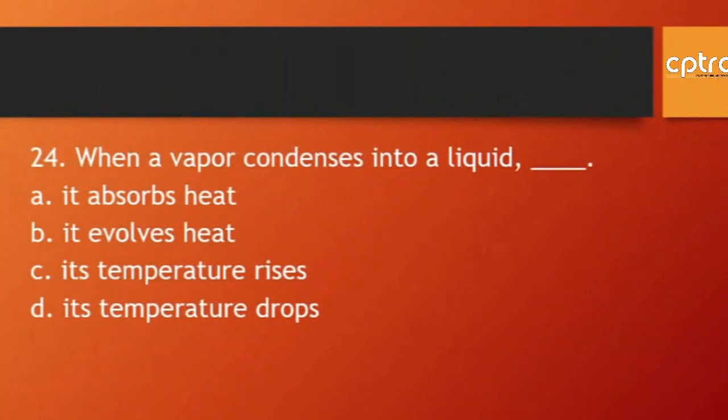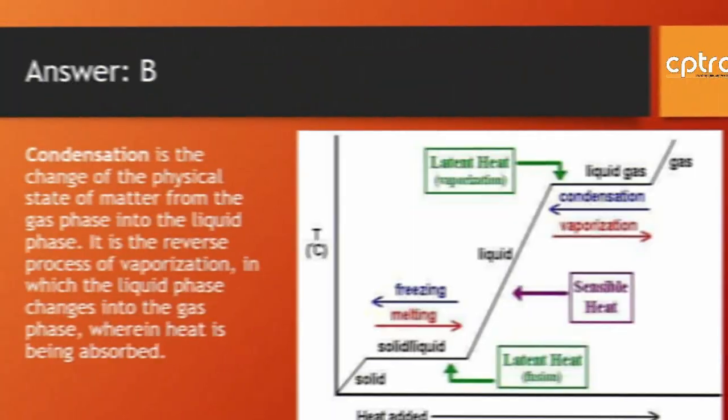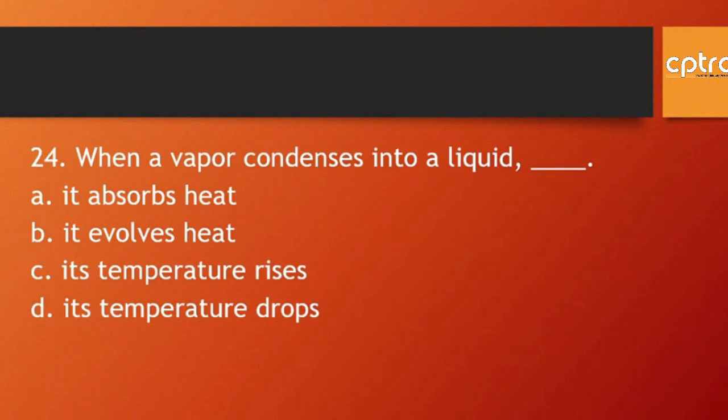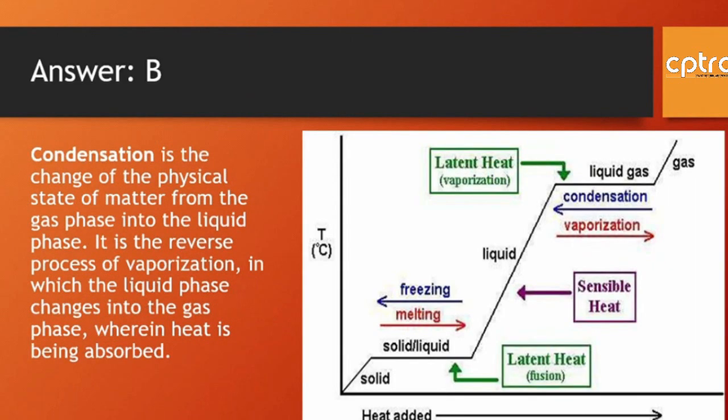24. When a vapor condenses into a liquid, blank. The answer is letter B. It evolves heat. Condensation is defined as the change of the physical state of matter from the gas phase into the liquid phase. It is the reverse process of vaporization, in which the liquid phase changes into the gas phase, wherein heat is being absorbed.